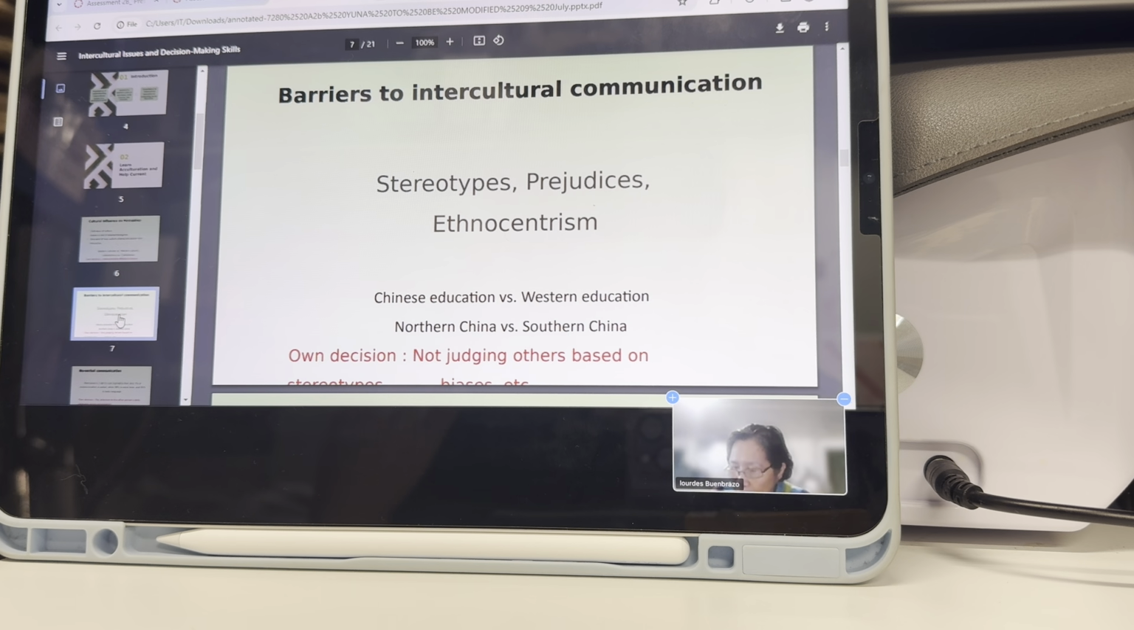Next, we talk about the barriers to intercultural communication. The barriers include stereotypes and prejudice. These barriers can have a negative effect on communication and lead to misunderstandings.